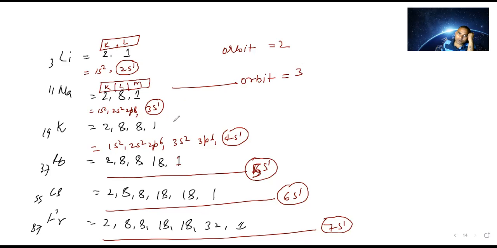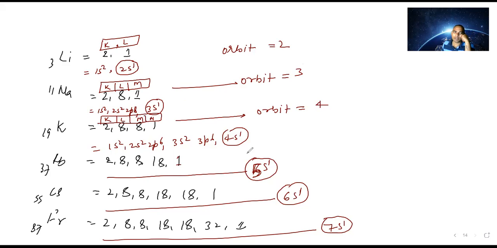If you talk about potassium, how many orbits will be there? K, L, M, and N. Very tough. For a beginning it is very tough, so I am going a little bit faster. So how many are there? K, L, M, N. So that is four.